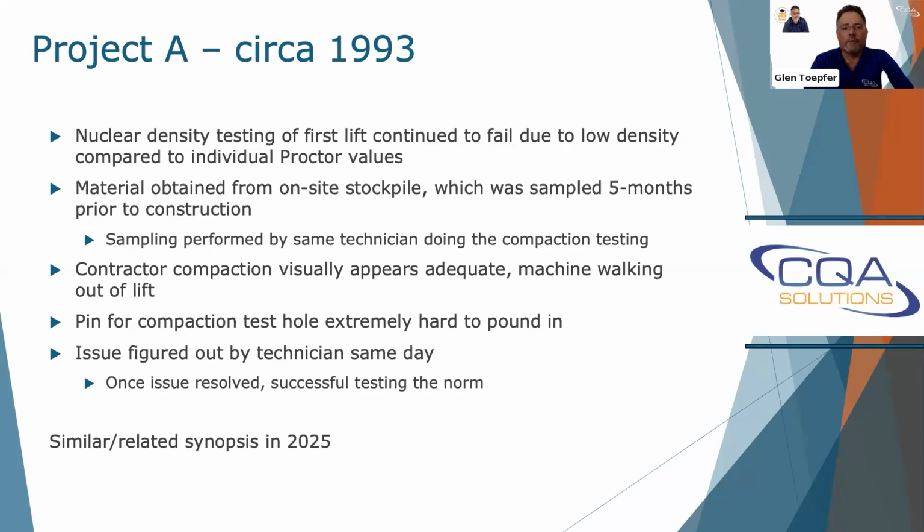As a background, the material was obtained from an on-site stockpile. It was sampled 5 months prior to the construction. All the soils were pre-qualified. It's noteworthy, I did the sampling. It was sampled by the same technician, and I was doing the compaction testing. And the contractor compaction appeared visually adequate. The machine was walking out of the lift, pounding the pin in for the direct transmission measurement. The pin was hard to pound in, so it seems like it should pass, but we weren't meeting the 90%, 92%, whatever that project was. We were falling well below it.